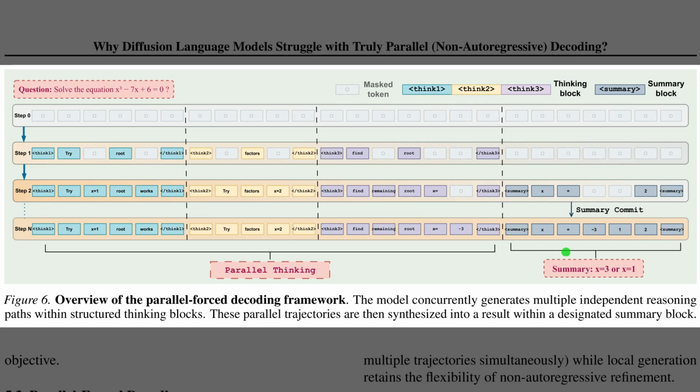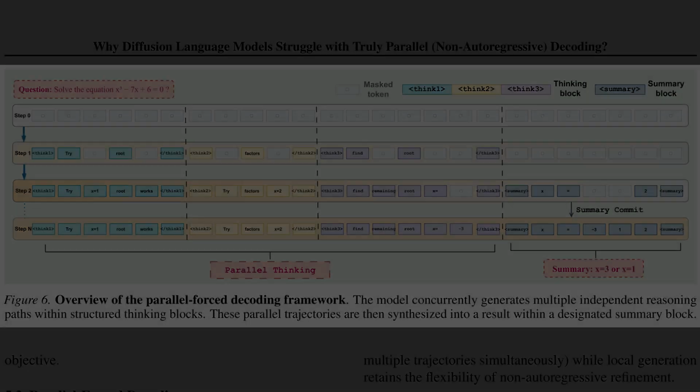Well, Figure 6 illustrates the core solution, the parallel forced decoding framework. Instead of a single text stream, the model uses a structured canvas with multiple independent sections, labeled here as Think 1, Think 2, and Think 3. Notice in Step 1 and Step 2 that the model fills these blocks simultaneously, exploring different reasoning paths, like finding roots or factors at the same time. Finally, the summary block on the right aggregates these parallel thoughts into a single coherent answer, effectively forcing the model to break its sequential habit.